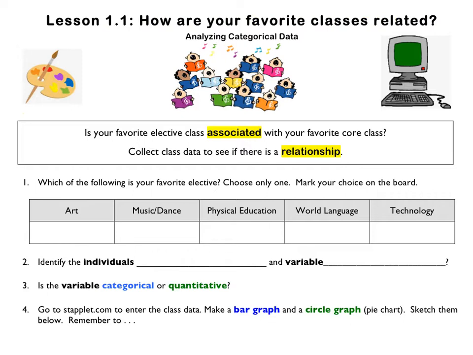For lesson 1.1, we're going to be taking a look at categorical data, and our research question is, how are your favorite classes related? Now, just a reminder, sometimes we use specific words that mean specific things, and very often students want to use the word correlated, but we're not going to be using that because it means something very specific. We'll use it in Chapter 3, but in the meantime, if you want to say that things are related, you can either use the word related or you can use the word associated.